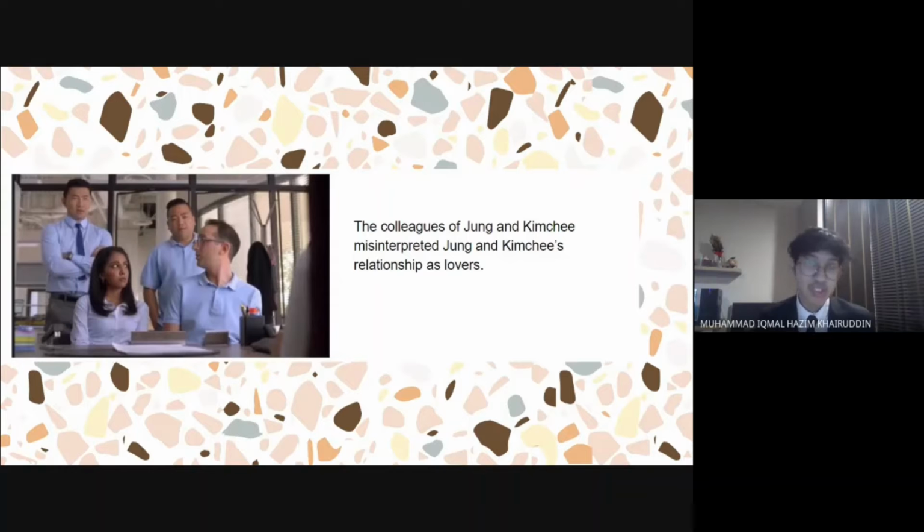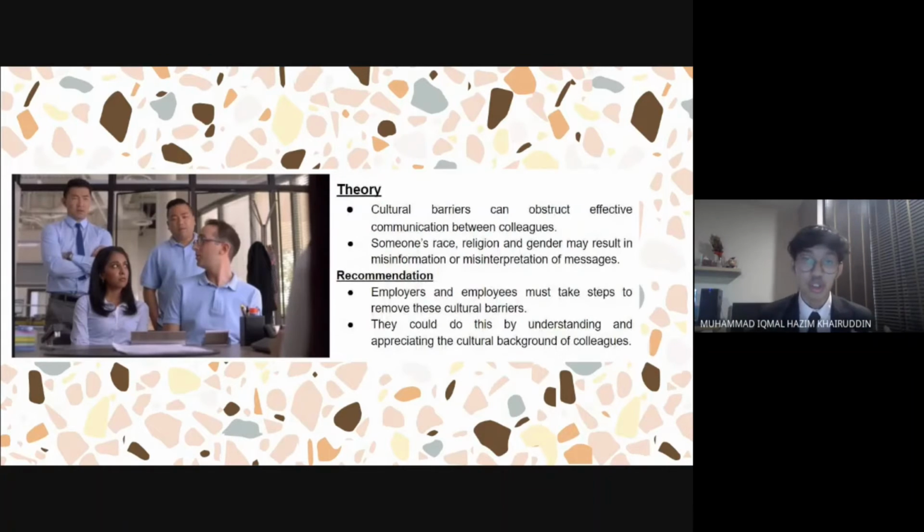In this particular scene, the colleagues of Kim and Jung are in a meeting to discuss the quarrel between them. They misunderstood the relationship between Jung and Kimchi as being lovers, even though they're not. This is because they didn't understand the Korean culture of Dongjin. Cultural barriers can obstruct effective communication between colleagues. Specifically, someone's race, religion, and gender can result in misinformation or misunderstanding between colleagues.